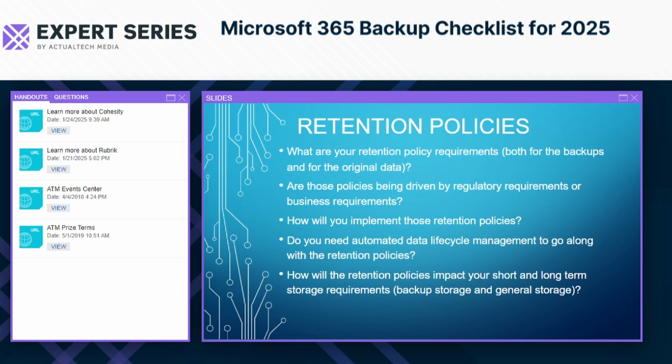Some organizations, though, will try to decrease their storage cost by setting up an automated data lifecycle management policy to delete old data once it's no longer needed, or to move that data to an archive. The important thing is to have an automated system that will handle that on your behalf so that you're not having to manually move data around. Also, how will the retention policies impact your short-term and long-term storage requirements? Because if you're setting up a retention policy that mandates data being kept for a certain length of time, then presumably your backup storage requirements are going to increase, as are your primary data storage requirements. So that's something that you're probably going to have to plan for within your next capacity planning cycle.